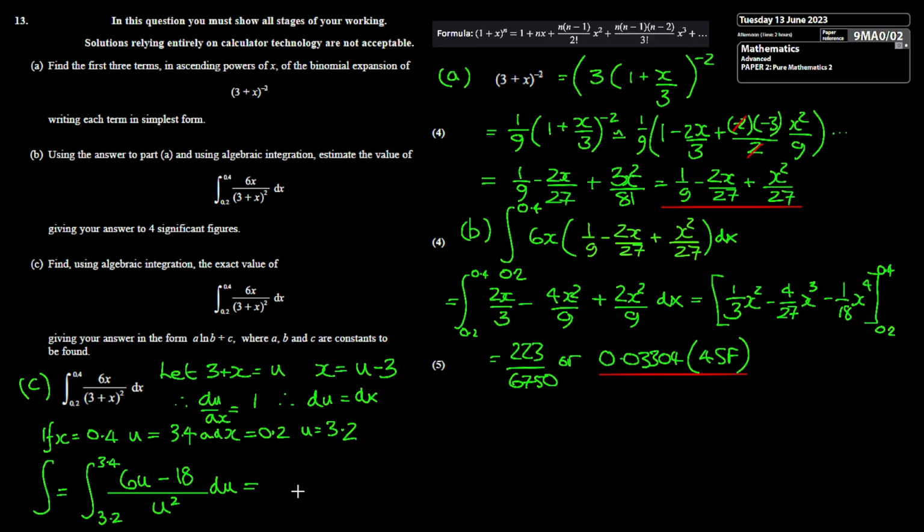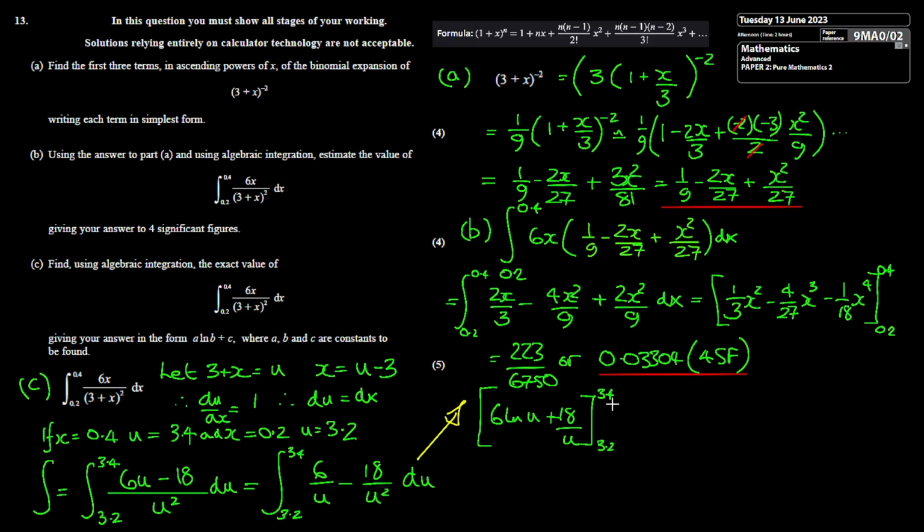And that will happily split into two terms. Hopping up a line because I'm running out of space. Do the integration. This is 6 ln u. 1 over u integrates to ln u. And now looking at the next expression, this is u to the minus 2, which when we integrate becomes u to the minus 1. The sign changes and we get plus 18 over u.